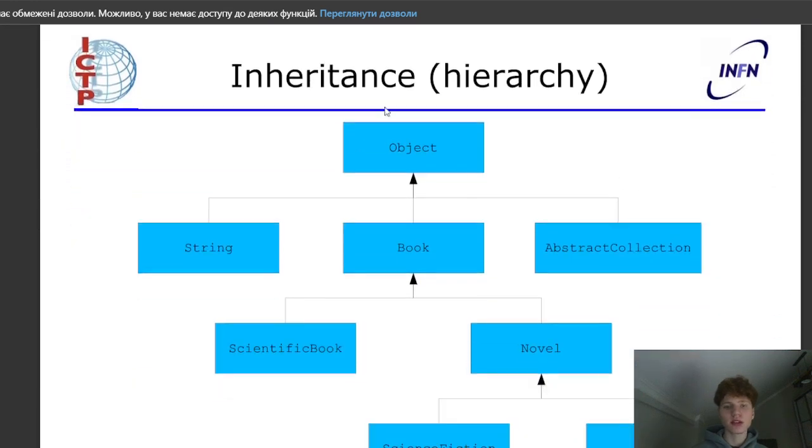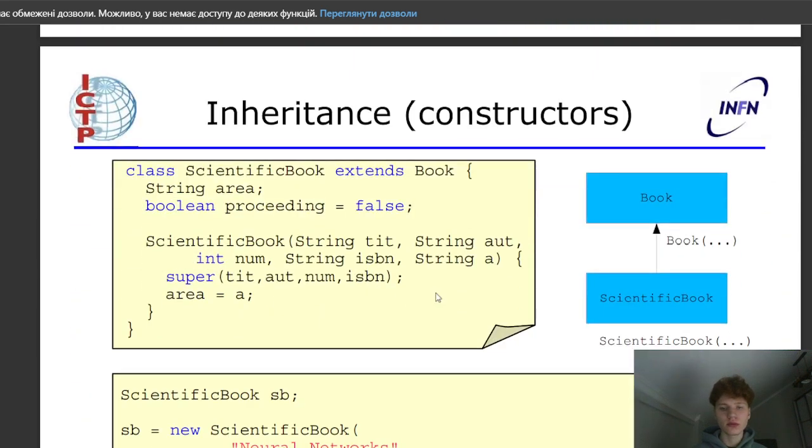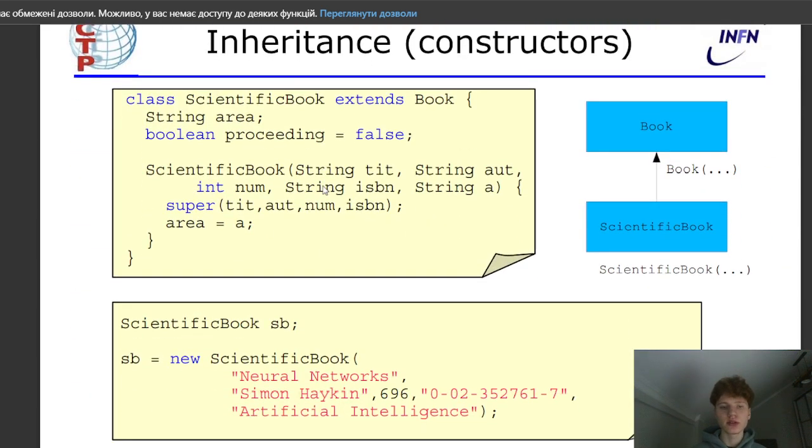In the hierarchy: Object, String, Book, abstract Collection, ScientificBook, Novel, ScienceFiction, Crime. Inheritance and constructors.